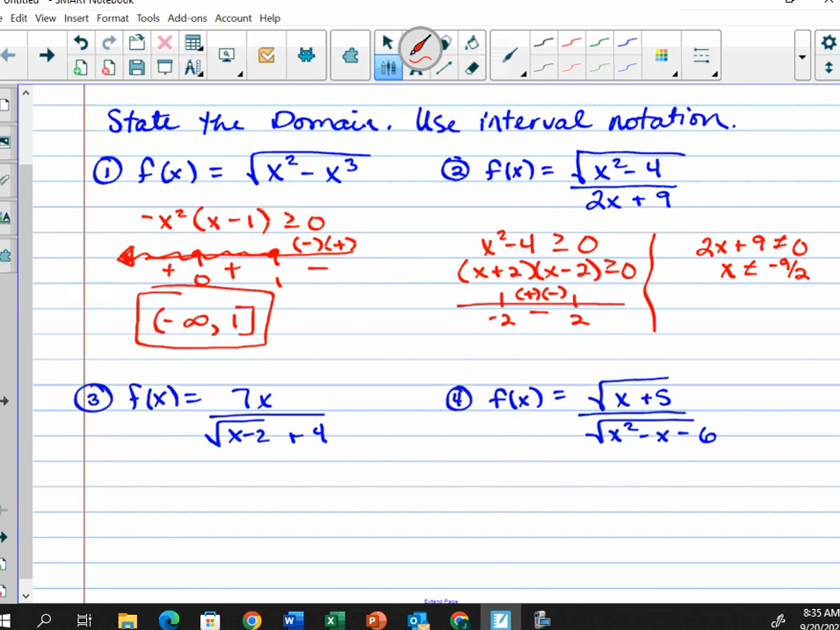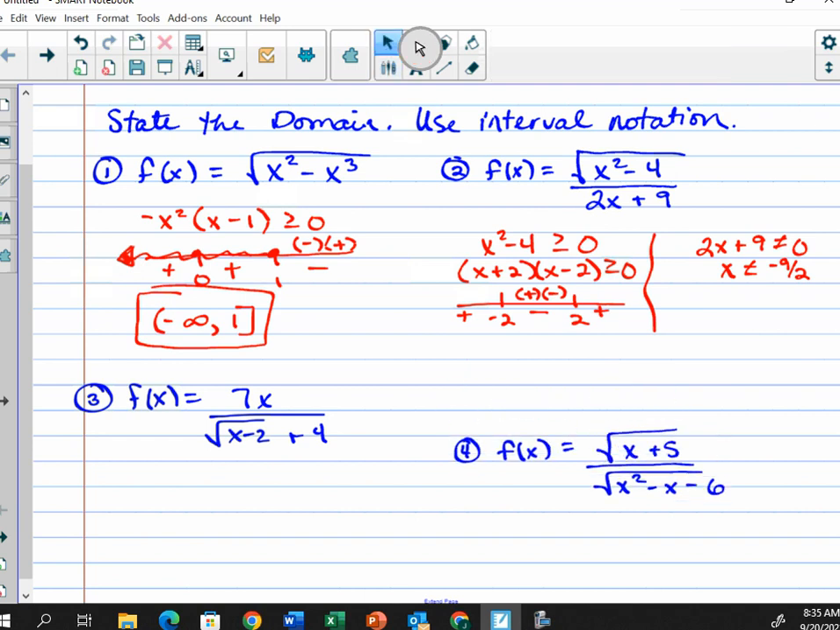There's no multiplicity in this one, right? We don't have any quantity squared or cubed, anything like that. Okay, so my number line will alternate. It will go positive over here, positive over here.